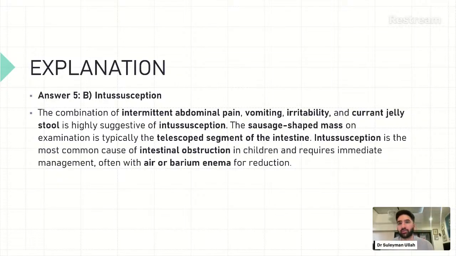Normally, it's with an air enema where they'll pass a tube up the rectum, and they will basically push air through that tube, and it will cause an unfolding of the telescoped bowel.